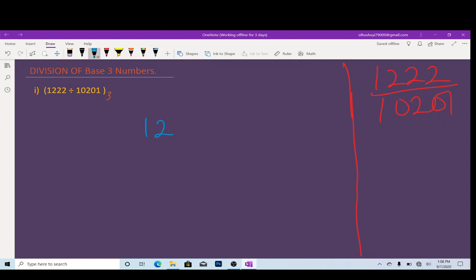1, 2, 2, 2 upon... Please follow me now. So you have this divided by 10201. Of course, this is not divisible. So what do we have?